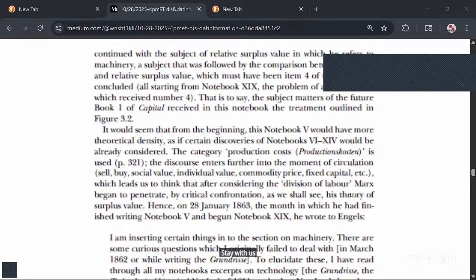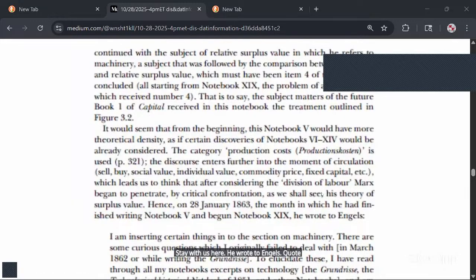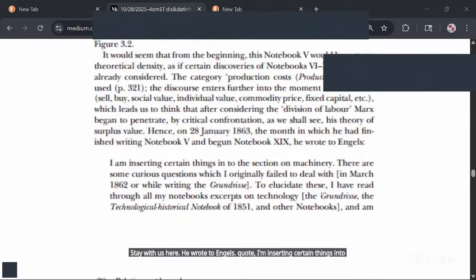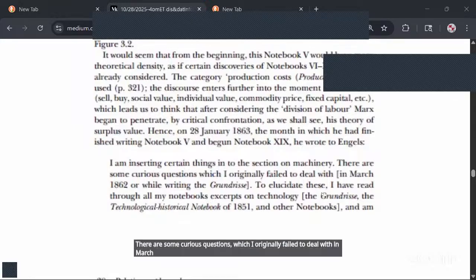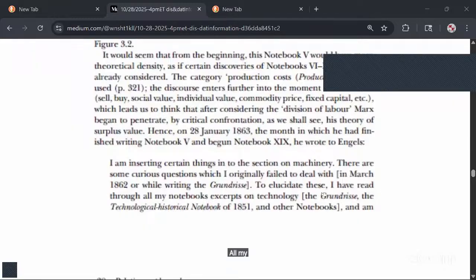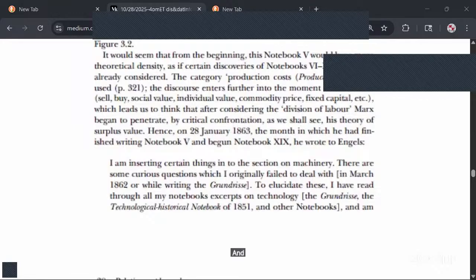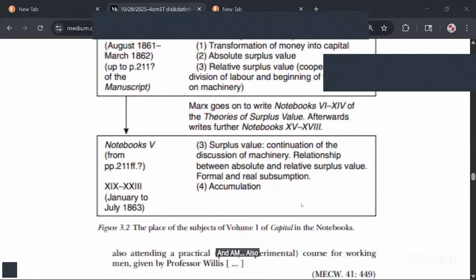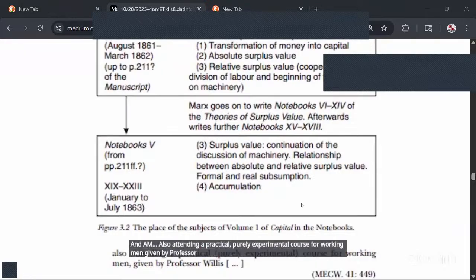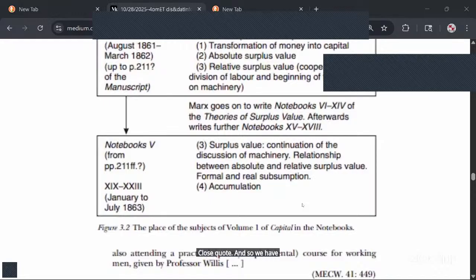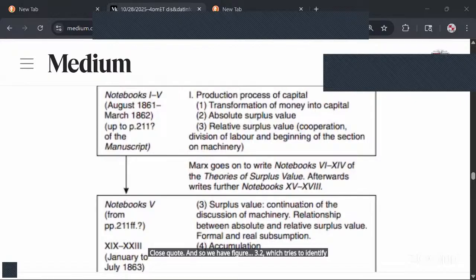stay with us here, he wrote to Engels, quote, "I'm inserting certain things into the section on machinery. There are some curious questions which I originally failed to deal with in March 1862 or while writing the Grundrisse. To elucidate these, I have read through all my notebook excerpts on technology, the Grundrisse, the Technological Historical Notebook of 1851, and other notebooks, and am also attending a practical, purely experimental course for working men given by Professor Willis," close quote. And so we have figure 3.2, which tries to identify this little process.